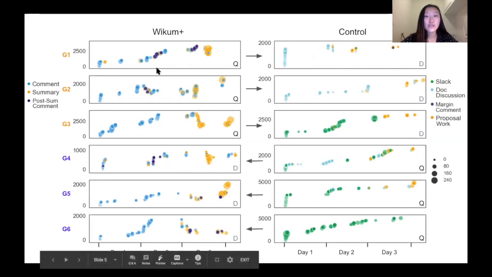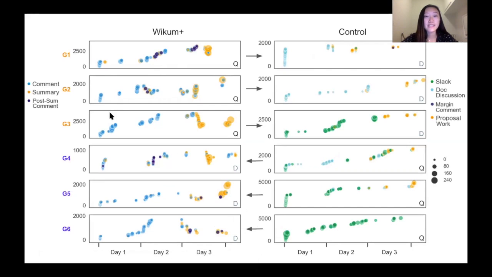We can see that after users ideated for a while in Wikum Plus, they interleave discussion and summarization, causing the conversation to grow and shrink. On the other hand, in the control, users work mostly in 2 stages, one involving discussion followed by edits in the doc. The dark blue here represents post-summary comments in Wikum Plus that reopened existing summaries for more discussion and allowed for iterative improvements, a phenomenon that was not seen in the control.